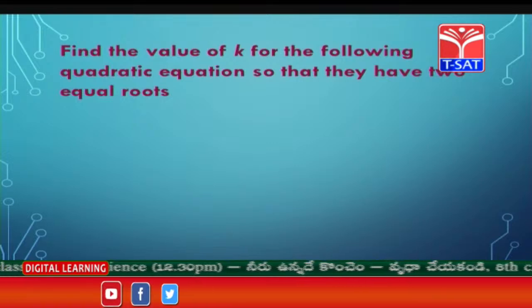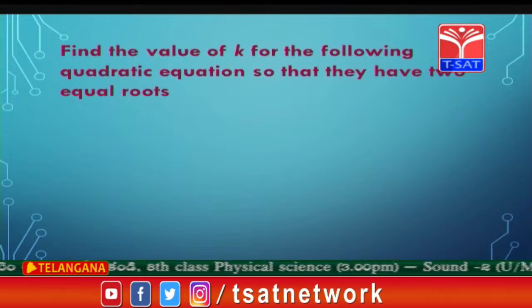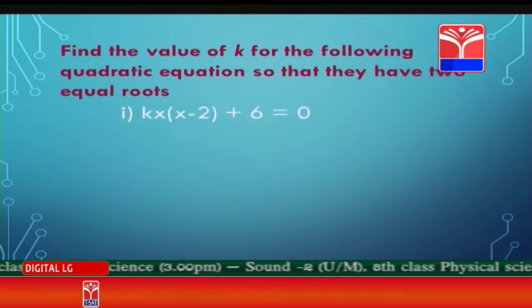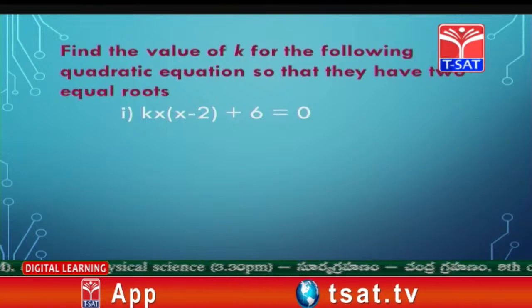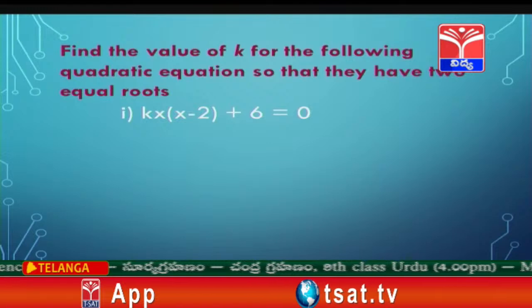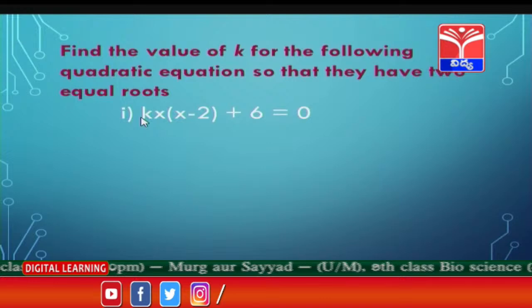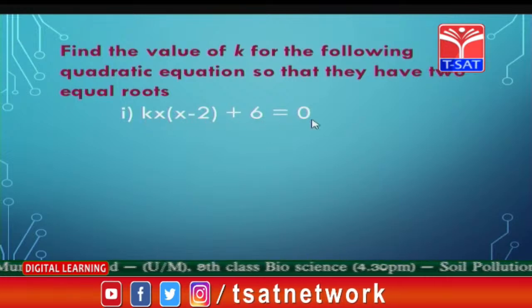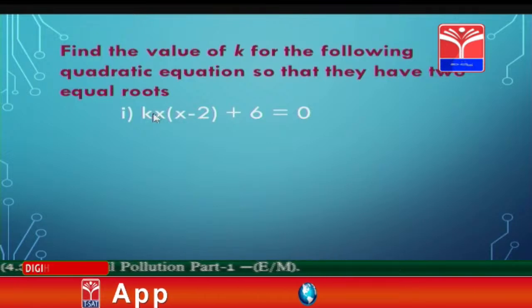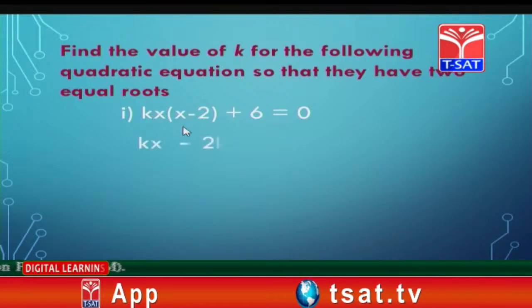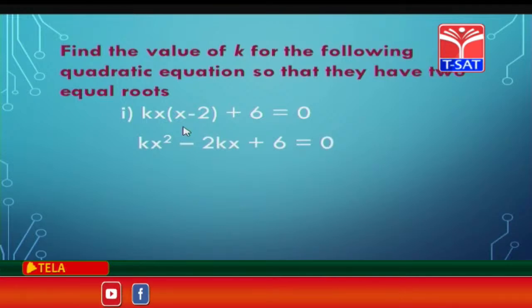Now, let us learn how to find the value of k for the following quadratic equation when it has two equal roots, where it is given that they have two equal roots. Now, what is the equation given to us? Kx into x minus 2 plus 6 is equal to 0. So, first we have to open the brackets by multiplying with kx. What do I get here? Kx square minus 2kx plus 6 is equal to 0.